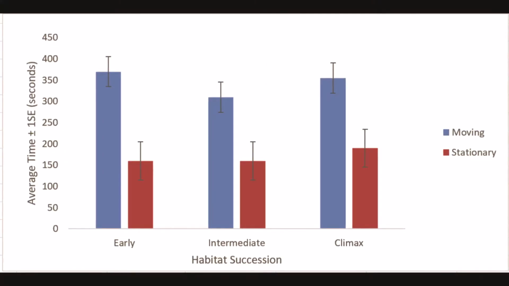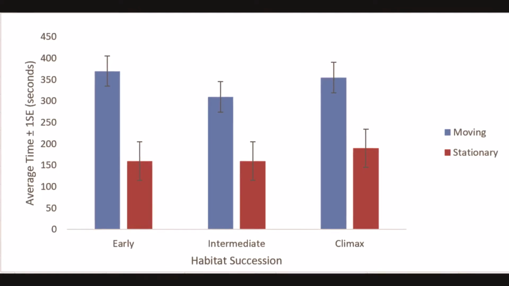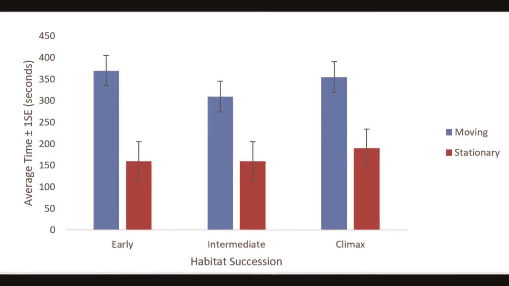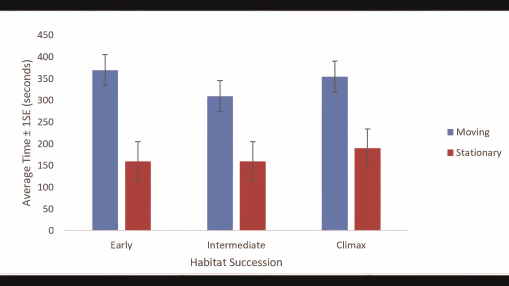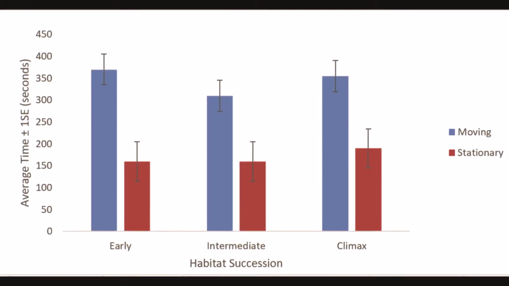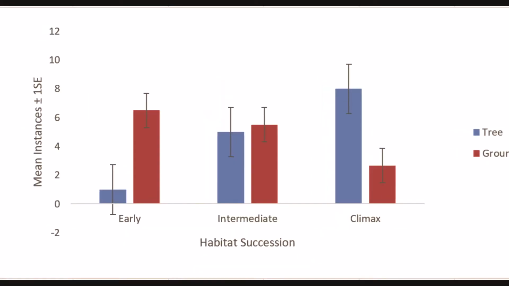This graph shows mean times plus or minus 1 standard error spent by each squirrel performing moving or stationary activities. The data is shown against each of the 3 succession types. While the squirrels showed more time moving overall when compared to stationary, there is no clear difference in time spent moving or stationary when comparing the 3 successional stages. This could be due to small sample size of squirrels.